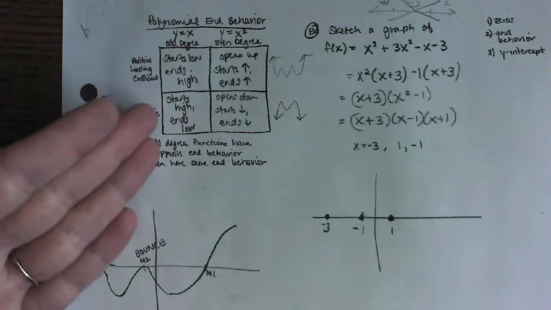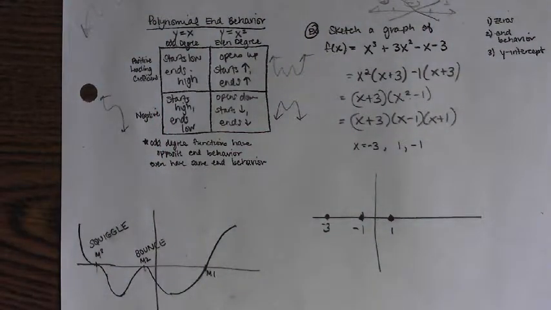In general, odd degree functions have opposite end behavior. I'm sure that's something Mrs. Zigai pointed out to you. They go in opposite directions, whereas even degree functions go in the same direction.